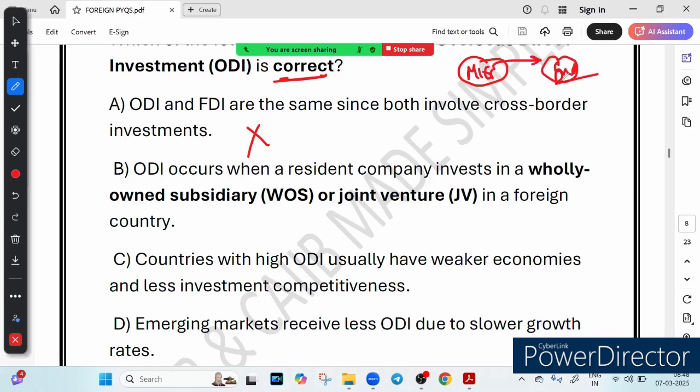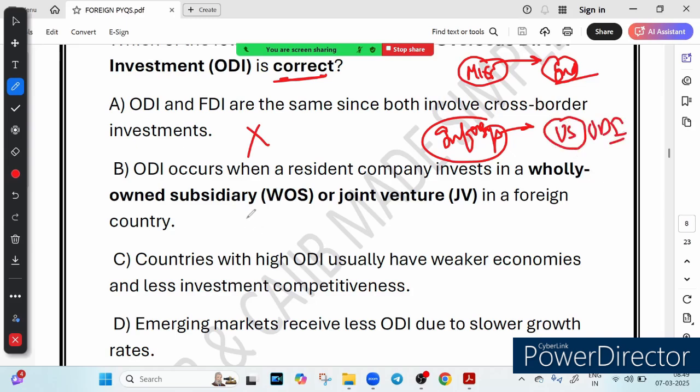But what is ODI? ODI is when a resident entity, like an Indian company, for example Infosys, invests abroad. ODI happens when a resident company invests abroad. Suppose Infosys is investing in the US, so this is called ODI. So there are two different directions of investment, they are not the same.